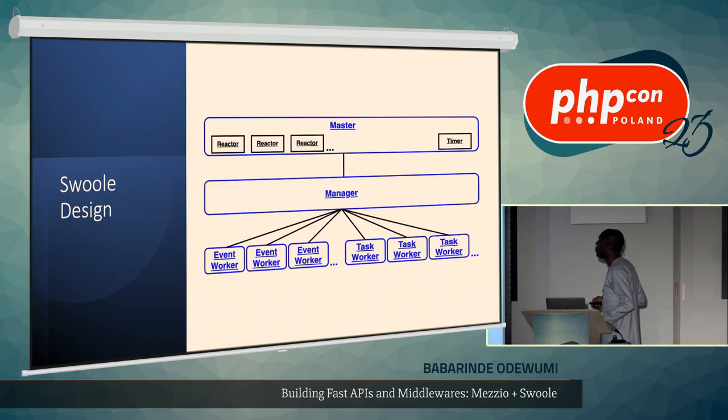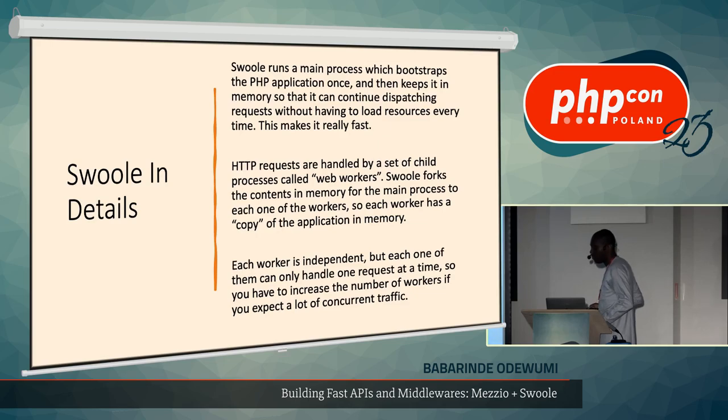Now, I should also mention that each of these web workers picks a copy of the application that has already been loaded in memory, and that is what is run. They have a copy of this in memory, and it introduces a couple of potential issues. Yes, it gives you the value and the speed, because now you don't have to reload your application on every request. So let's talk about this. Swoole runs the main process, which bootstraps the PHP application once, and keeps it in memory so that you can continue dispatching requests without having to load resources every time. And that's what really makes it fast.